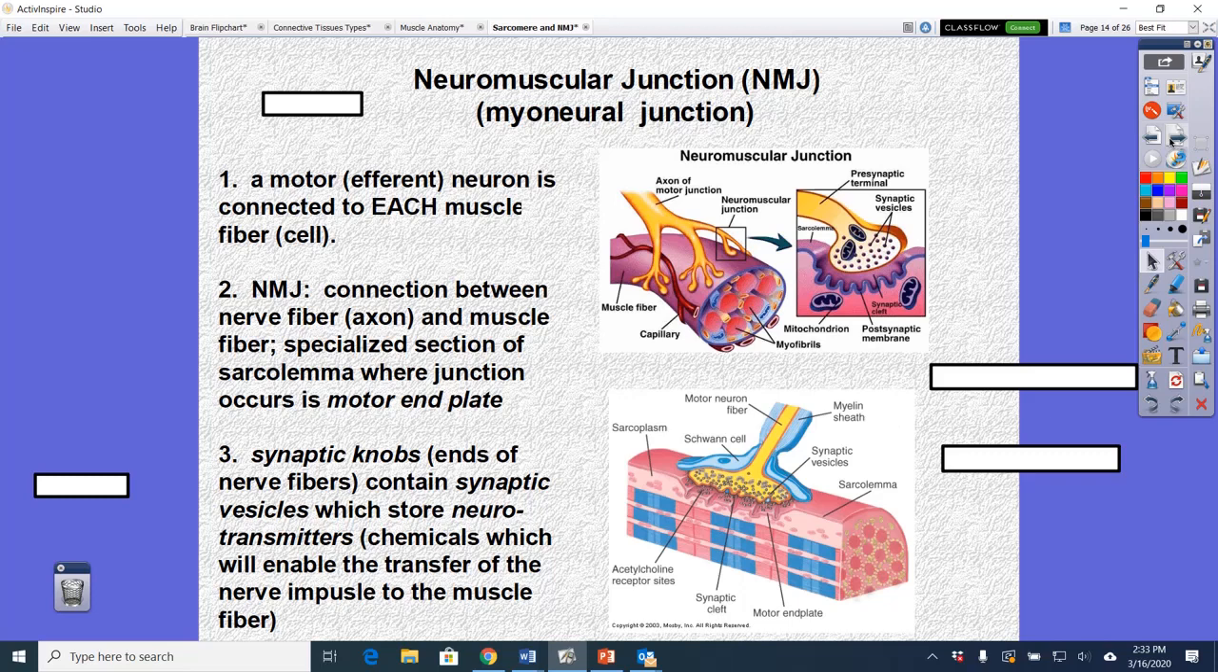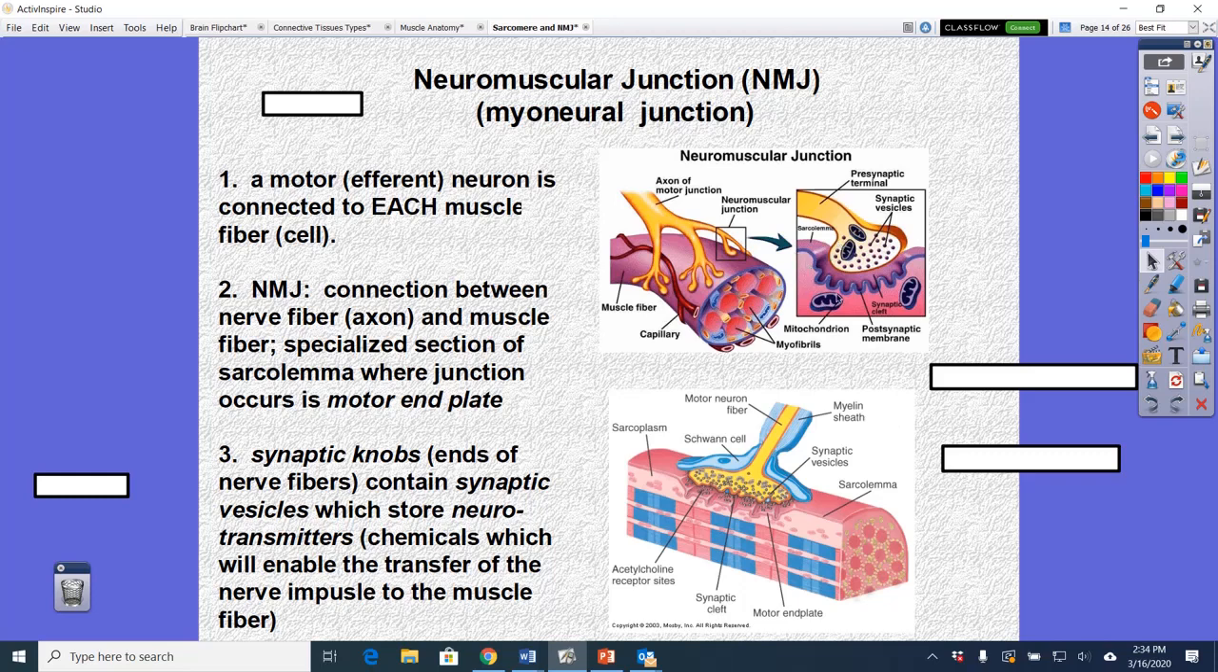The connection between those two is called a neuromuscular junction or a myoneural junction. I tend to say neuromuscular junction is the connection between a neuron and a muscle, but myoneural is also used sometimes, and it's just the words flip-flopped. Myo means muscle and neural means neuron in this situation. That motor neuron is going to branch off into these smaller pieces, and where that motor neuron connects to the muscle fiber underneath is the specific neuromuscular junction.